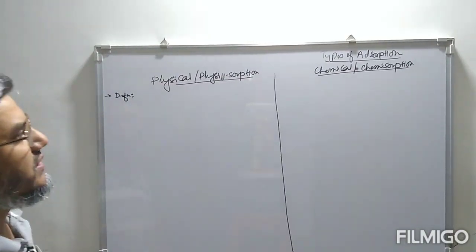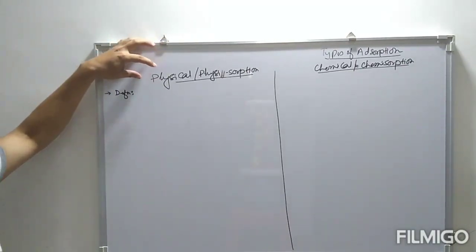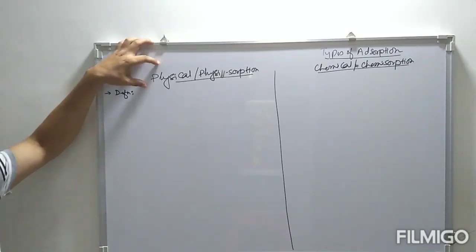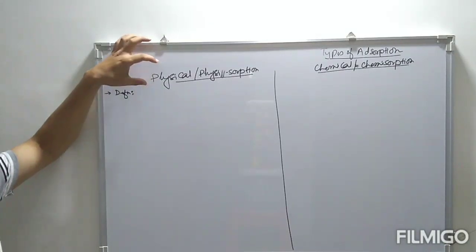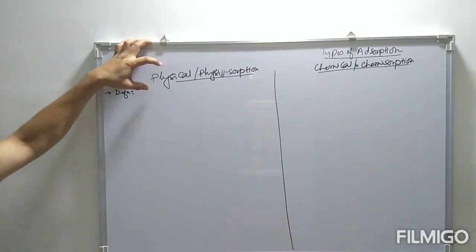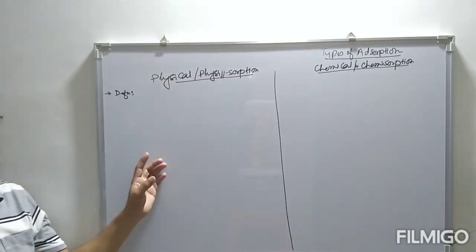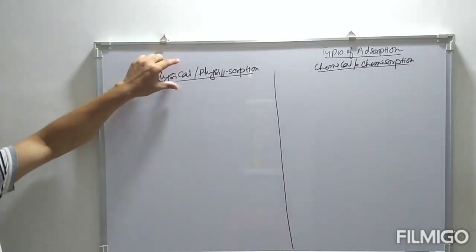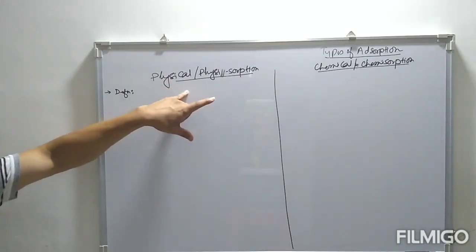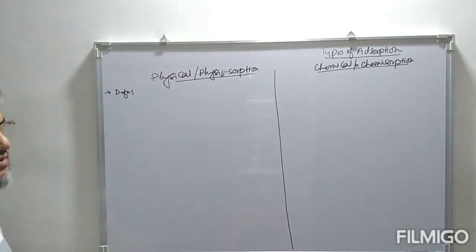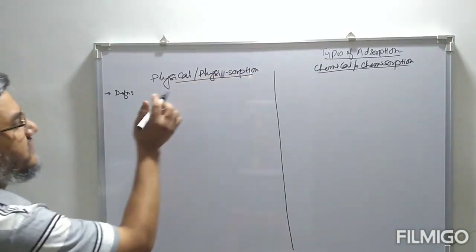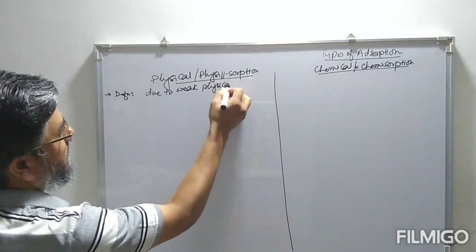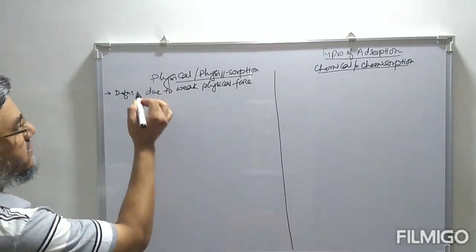Coming to the definition of physical adsorption and chemical adsorption. So, in physical adsorption, the attractive force between the molecules of adsorbate and the molecules of adsorbent is a weak physical force, that is what we call van der Waals force. So in the case of physical adsorption, there is no actual chemical bond formed between the molecules of adsorbate and adsorbent. The only attractive force operational between them is the weak van der Waals force. Because of this weak van der Waals force, molecules get adsorbed on the surface of the adsorbent. So physisorption means adsorption due to weak physical force, which is nothing but van der Waals force.